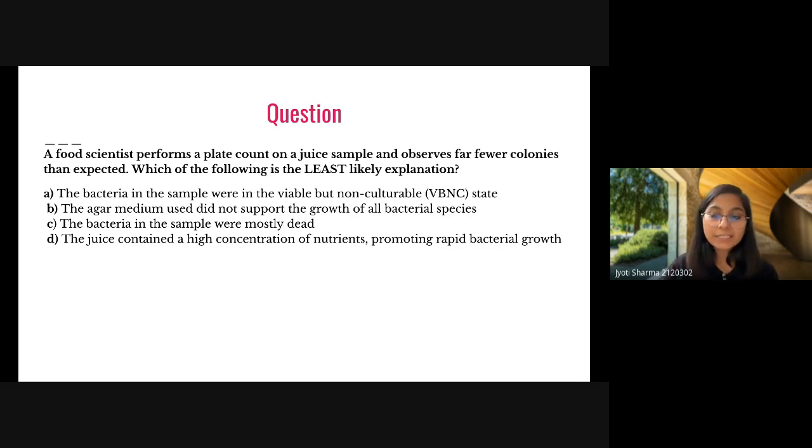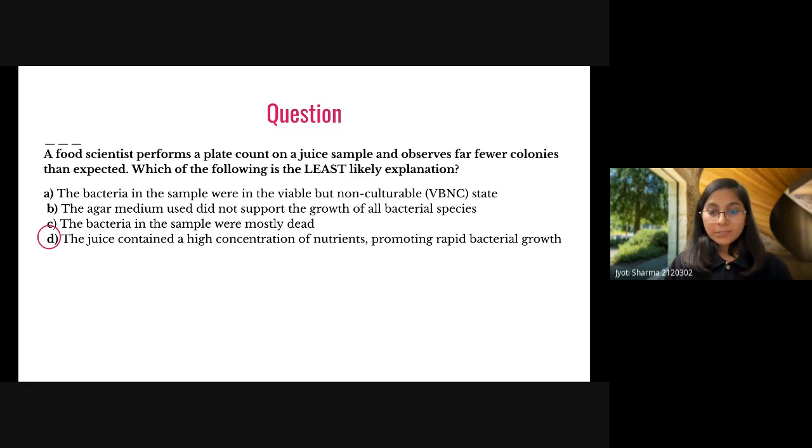So the least likely explanation is that the juice contains a high concentration of nutrients promoting rapid growth rate. For example, if you have a high concentration of nutrients, then it should give us larger colonies than expected, but the question says it is giving fewer colonies than expected. So this is an absurd statement, and that's why it is the least likely explanation for fewer colonies than expected. So that's why answer D is the right one.